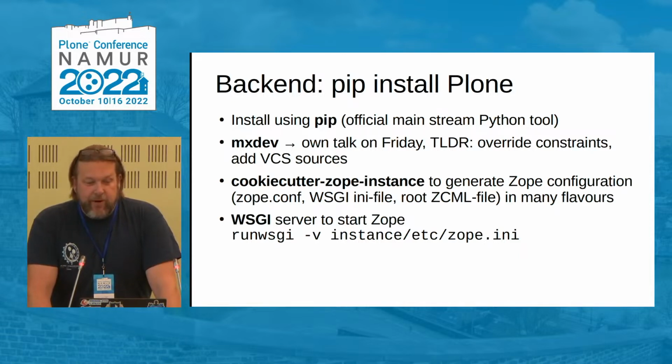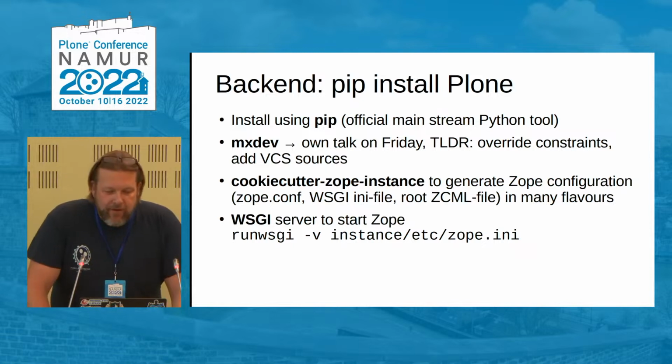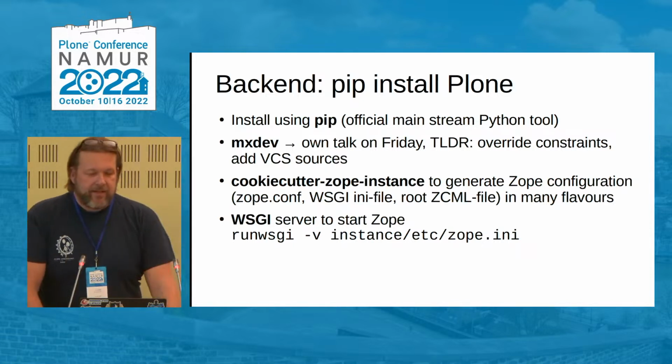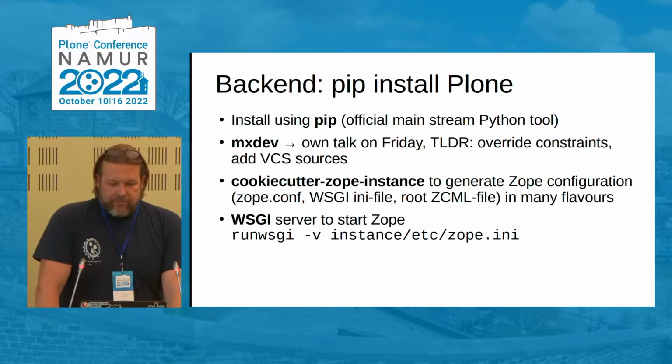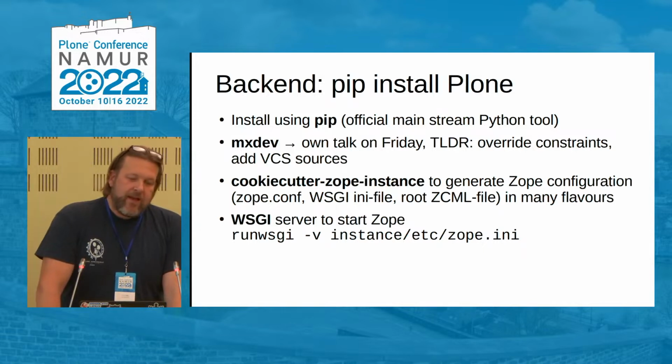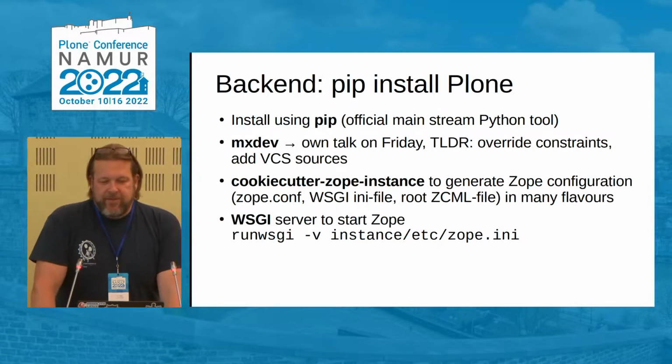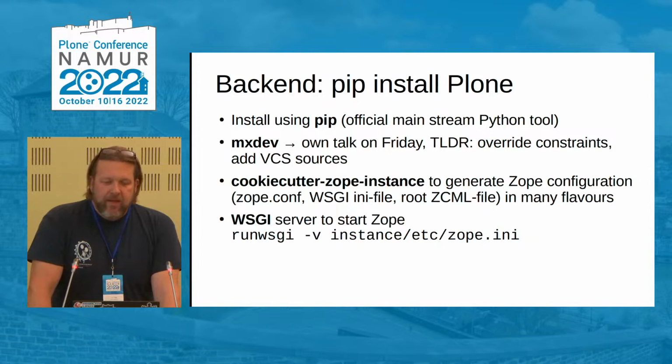Pip is also not perfect or does not serve our needs in all details. So I wrote this add-on mxdev, which is kind of the Mr. Developer for pip. And tomorrow on Friday, there's a talk about mxdev. But in short, it's to override constraints and add version control system or Git resources to our setup easily.